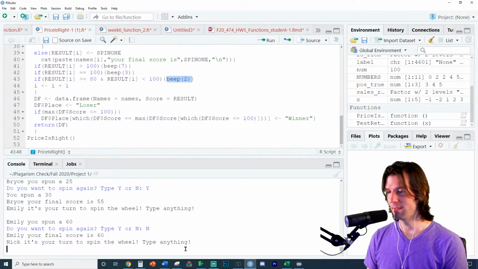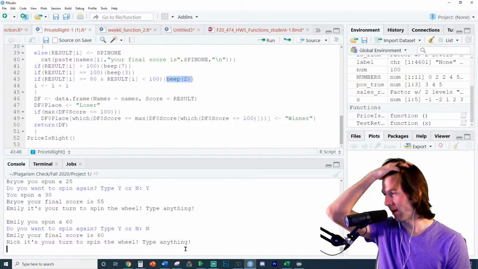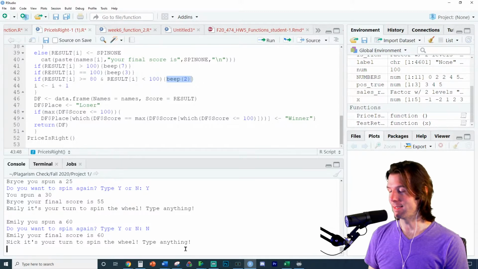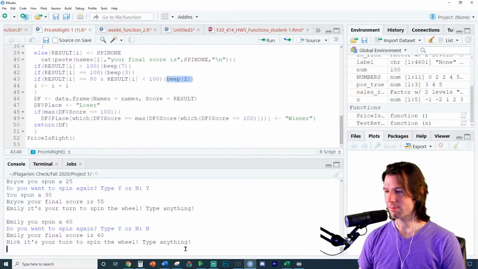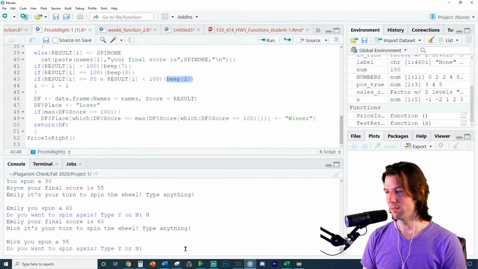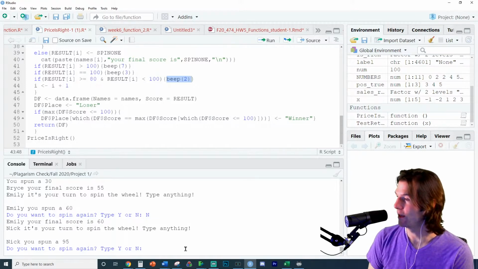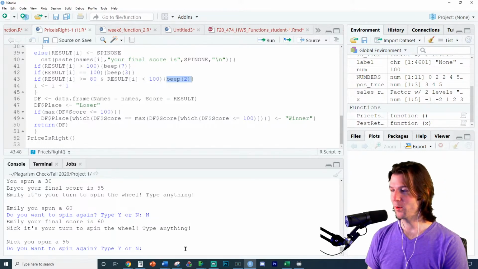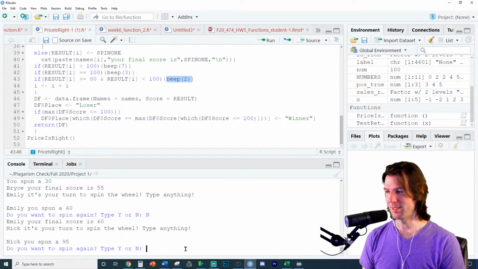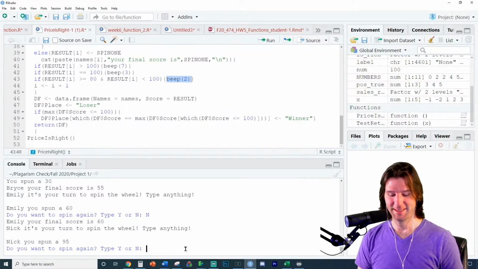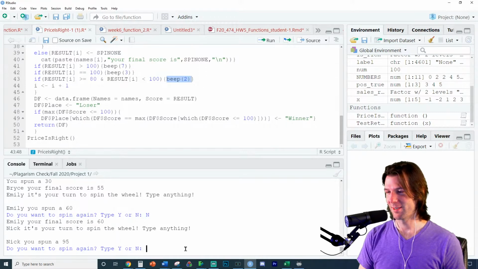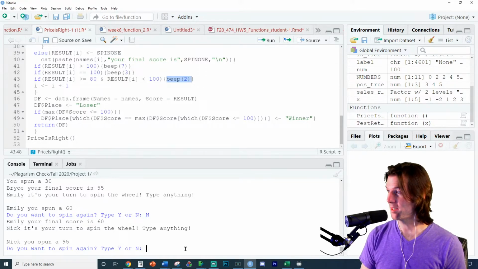Nick, spin the wheel. Emily's in second place right now. Nick, spin the wheel. We'll see, Nick spins the wheel. 95. Nick, you're tied with me. Nick, we can have a spin-off, or you can go for the win. You'd have a 1 in 20 chance of winning right now. Do you want to stop or spin again? We're going to have a tie. I don't know. Nick might say, I'm going to go for the win.